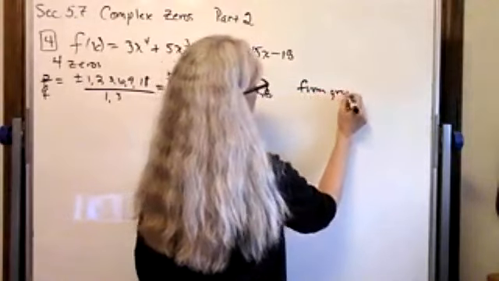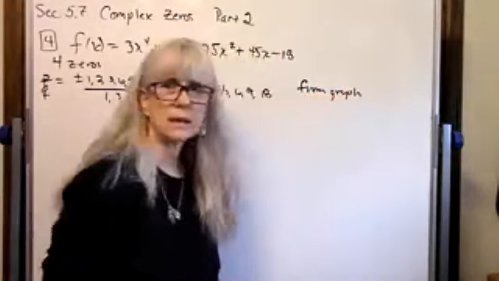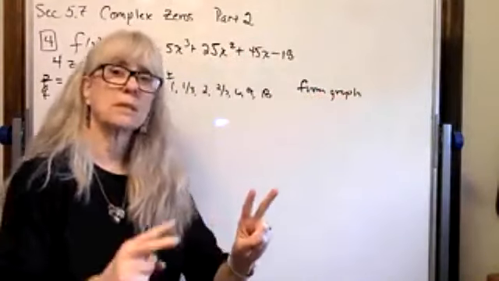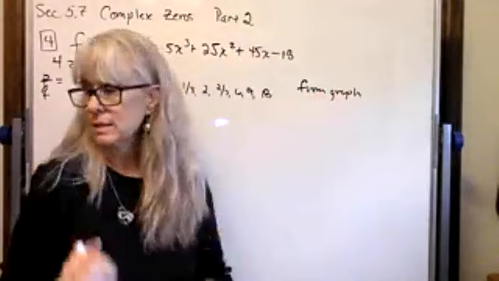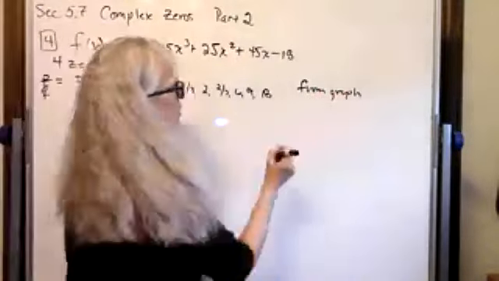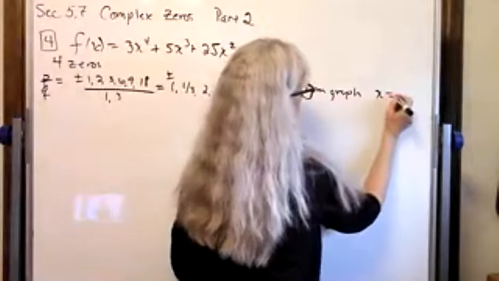And from the graph, what we're going to notice is it crosses the x-axis twice. That tells us it has 2 real zeros. That means the other 2 have to be complex zeros. And so from the graph, we're going to try -2. So we're going to say x equals -2.